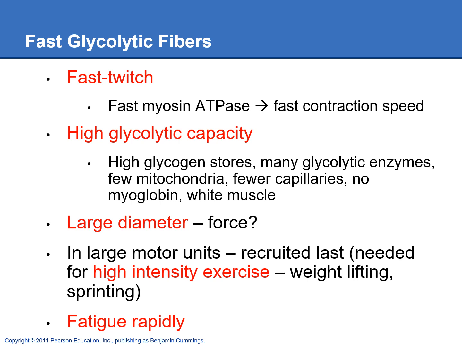And they're going to be found in the large motor units, and they're going to be recruited to contract last. So they're going to be in these high intensity exercising. That's where we're going to be using these fast glycolytic fibers, so like weightlifting and sprinting. They're also going to be fatiguing very rapidly because they're just using fermentation to make their ATP.